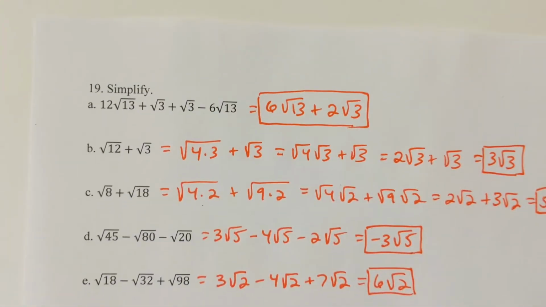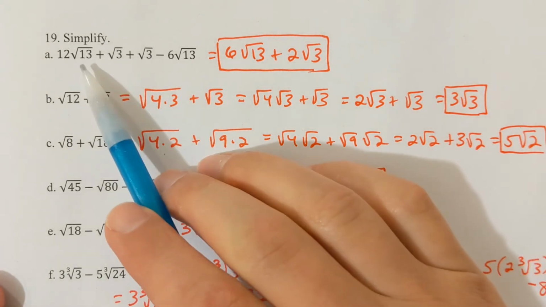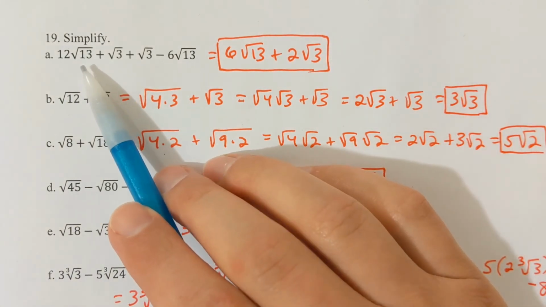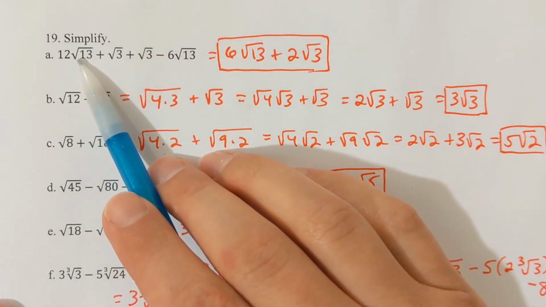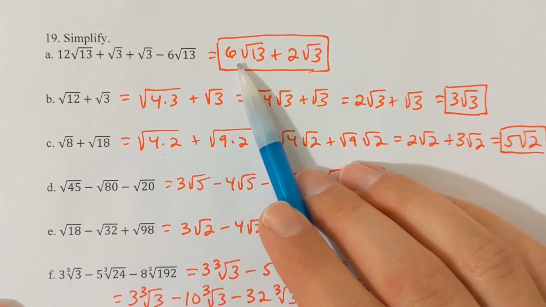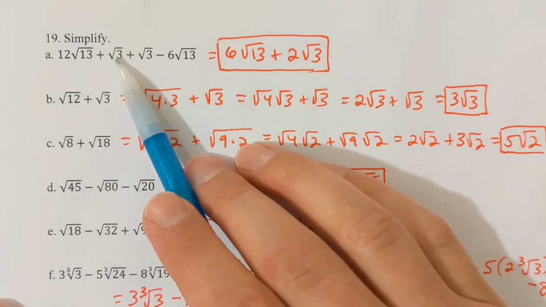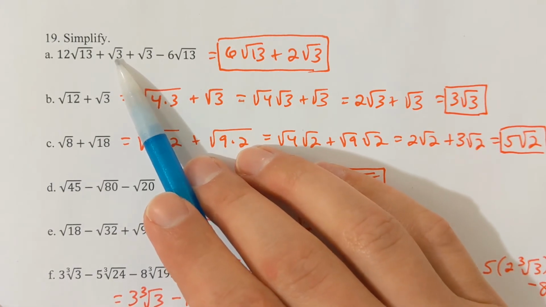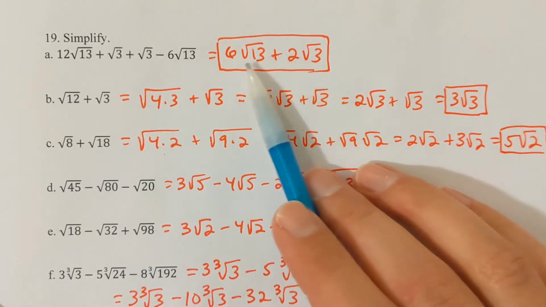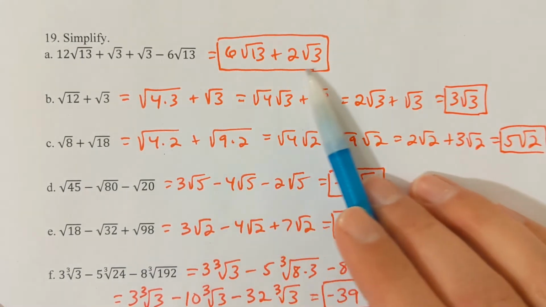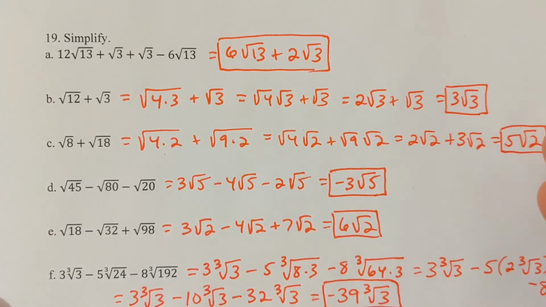Okay, so let's take a look at some more simplifying here. In part A, it looks like the first and the fourth terms are like radicals. 12 root 13 minus 6 root 13, that'd be 6 root 13. The second and the third terms are also like radicals. Root 3 plus root 3 would be 2 root 3. Now these two are not like radicals, so what I have here is now in simplified form. I can't combine anything else.